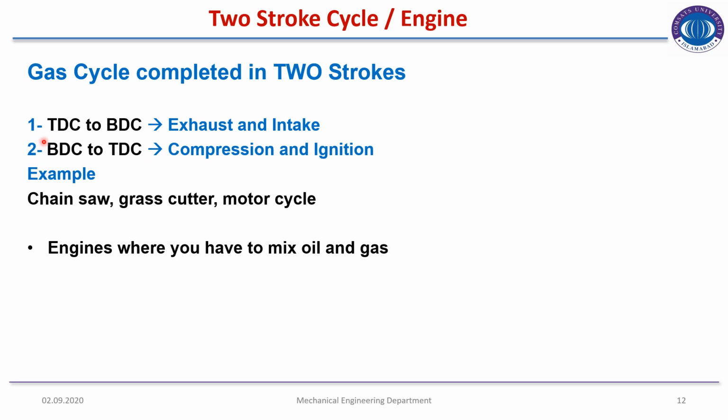So when the piston moves from top dead center to bottom dead center, the working fluid is coming inside the cylinder, and there is also exhaust. So exhaust and intake are happening at the same time, whereas compression and ignition are happening at the same time. Some examples of two-stroke engines are chainsaws, grass cutters, and motorcycles.